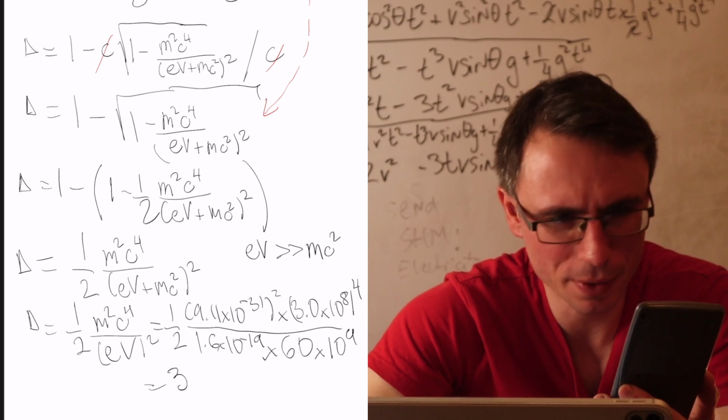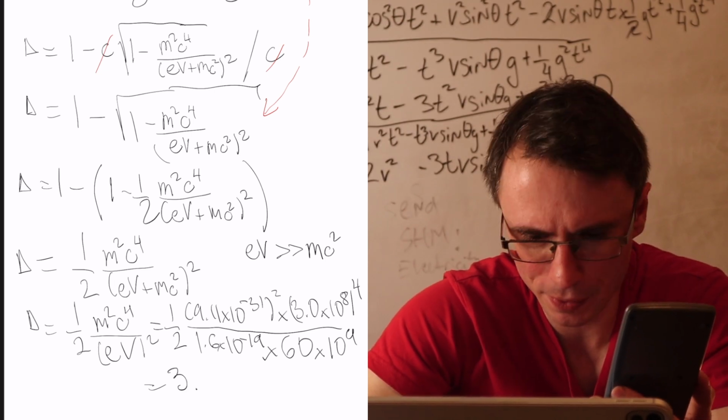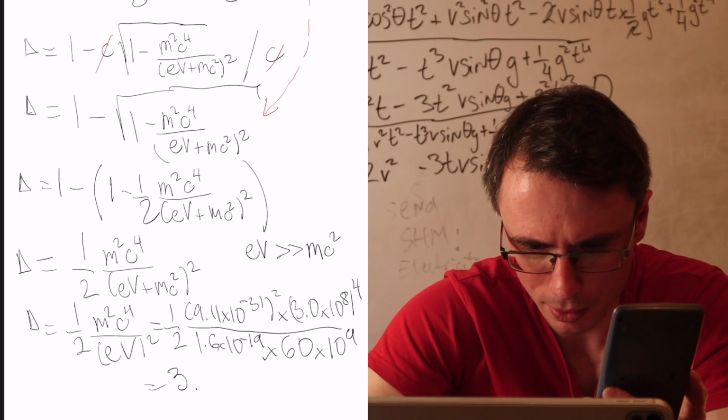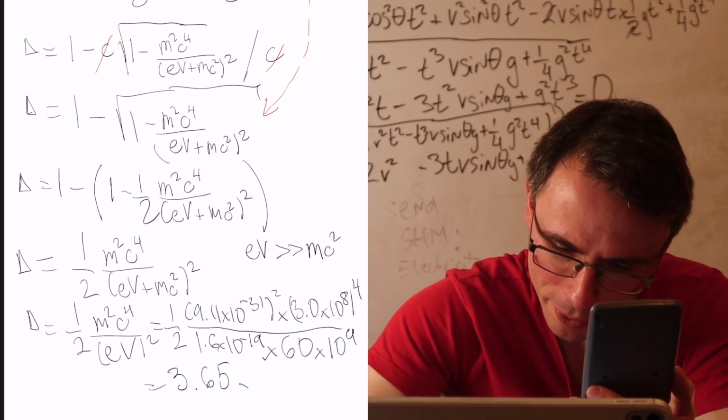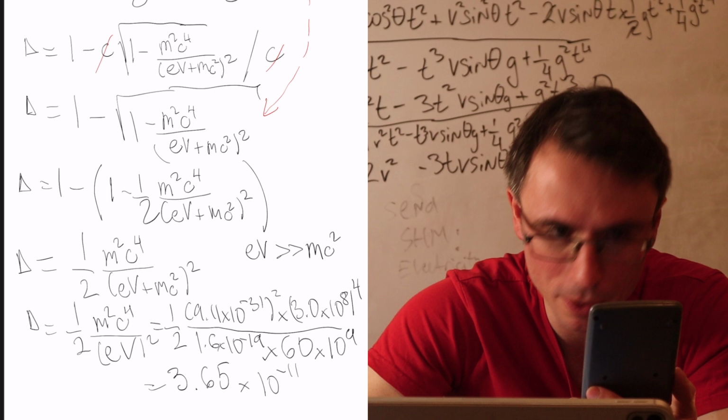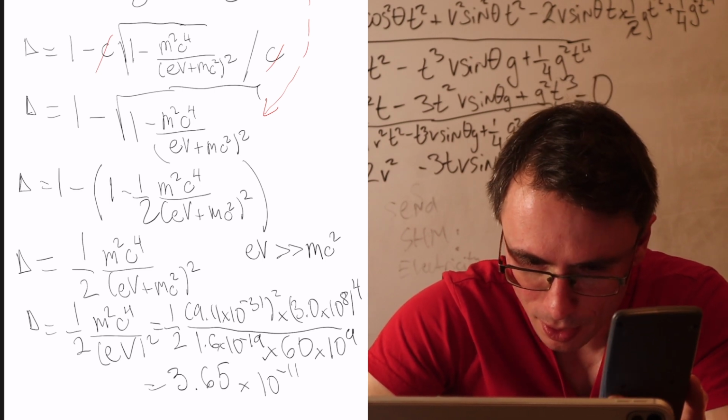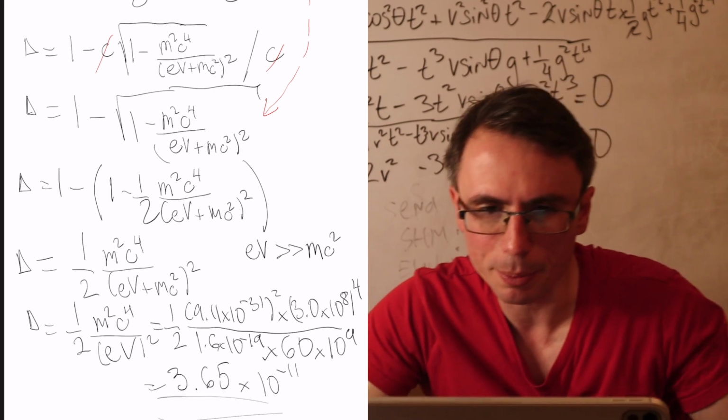I got around 3.647, so let's call it 3.65 and multiply that by 10 to the power of minus 11. And this quantity here should be unitless.